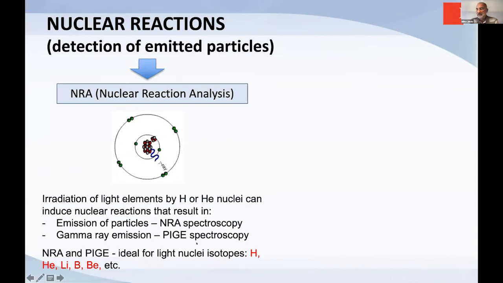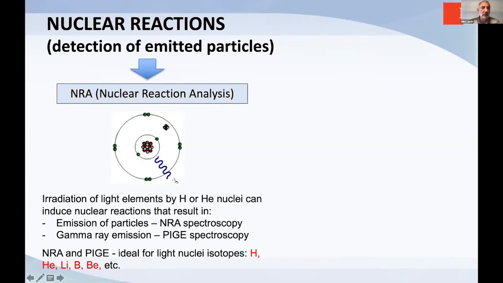Finally, the technique that we do also is nuclear reactions. Unfortunately, nuclear reactions are not so probable. So only a combination of beams and analyte elements can give you nuclear reactions. So typically, analysis can be done by protons, helium ions, deuterium ions, and helium-3. And they are ideal for analysis of light nuclei, like lithium, boron, and beryllium, and some others.